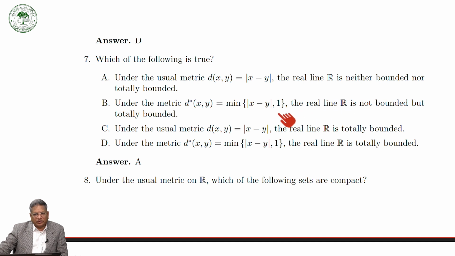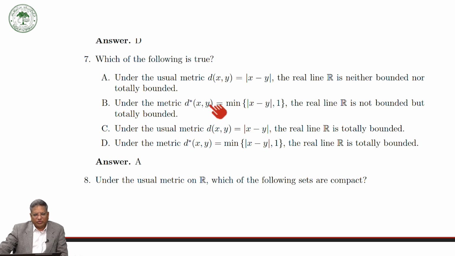Okay, the real line is bounded if the minimum is equal to this one, which is less than 1. Then in both cases, the real line R with respect to D star is bounded. But here it is not bounded, so this is not true.